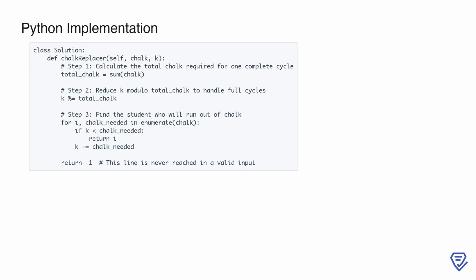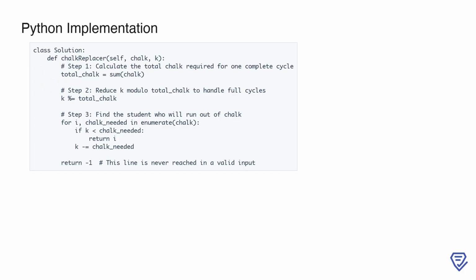Explanation. Step 1. Total chalk for one cycle. The first step computes the total amount of chalk required for one complete cycle of all students. This is calculated as the sum of the chalk array. If k is greater than or equal to this total, we can skip full cycles since the distribution repeats.